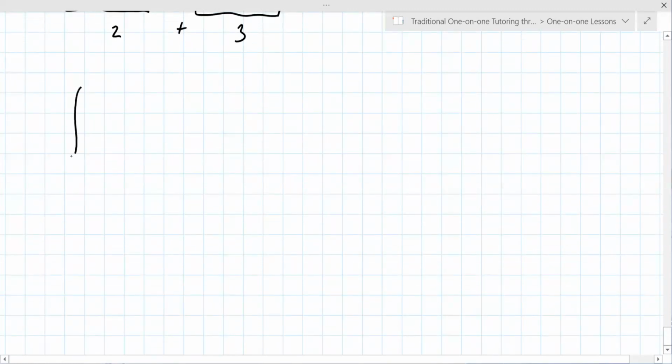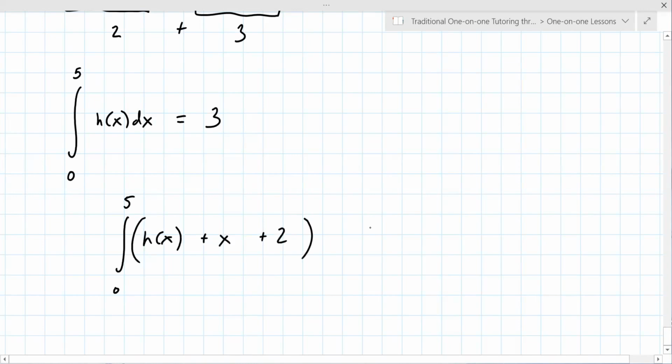So let's say I wanted the integral from 0 to 5 of h of x dx equals 3. And I want the integral from 0 to 5 of h of x plus 2 dx. You know, try this one on your own, please.